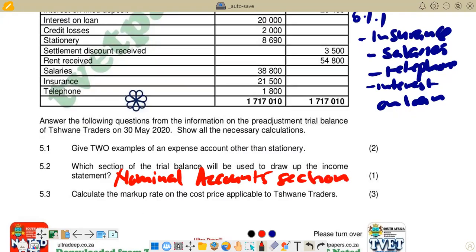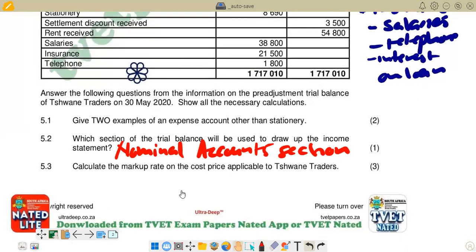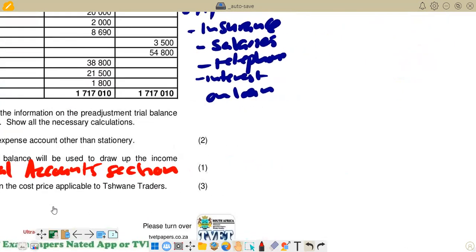So I will go to 5.3. 5.3 is saying calculate the markup rate on the cost price applicable to Squani Traders. Basically, we need to know the formula that we use to calculate markup. Let's try to see the formula that we use for markup.